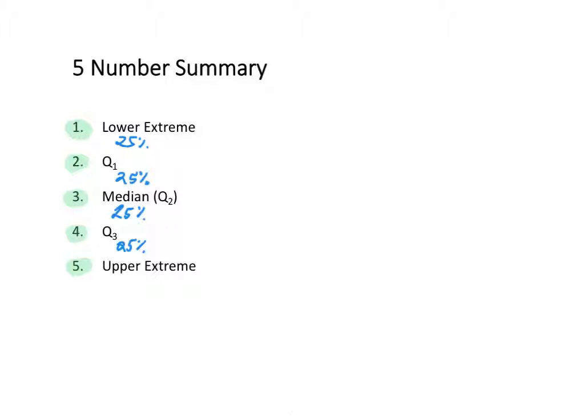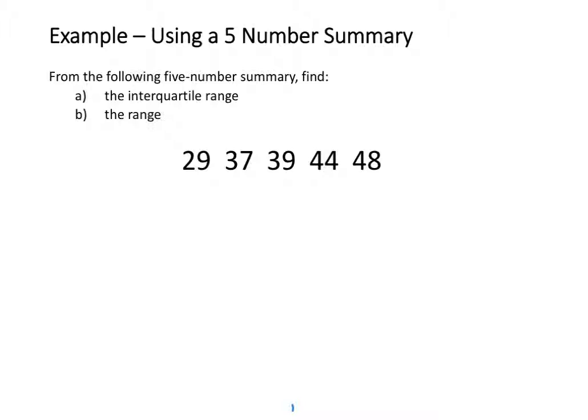our calculations. So in our example, we are asked to calculate the interquartile range and the range using the 5-number summary. And for the 5-number summary, they've given us the numbers of 29, 37, 39, 44, and 48. So before we go ahead and calculate the interquartile range and the range, let's use the information we know about our 5-number summary.